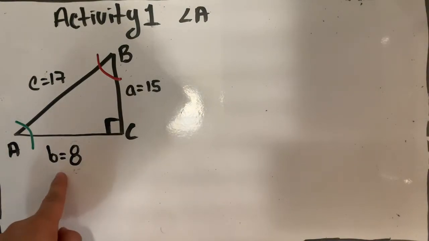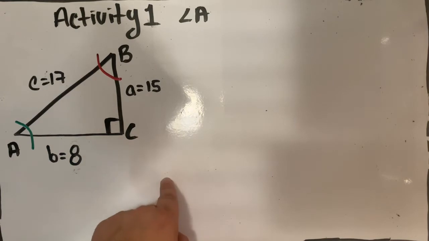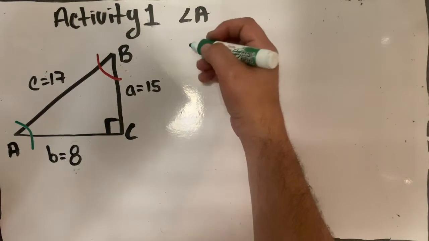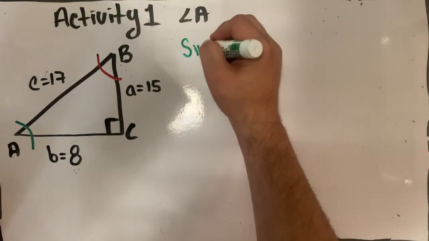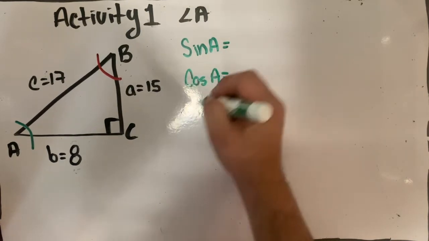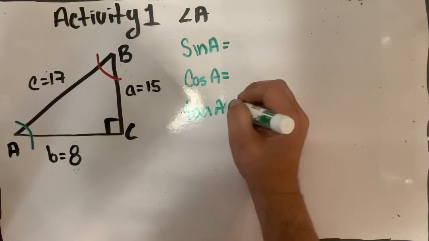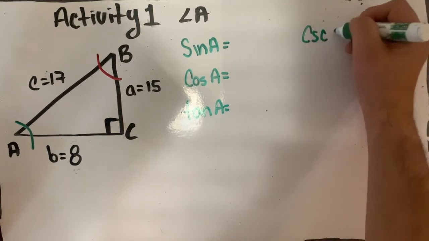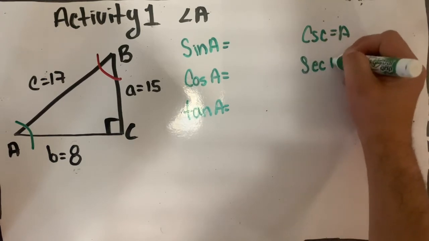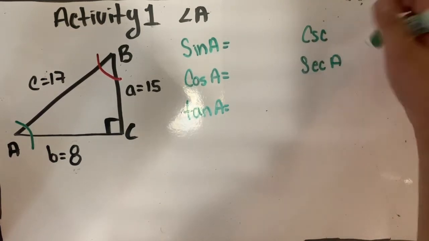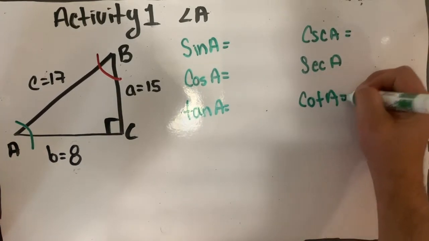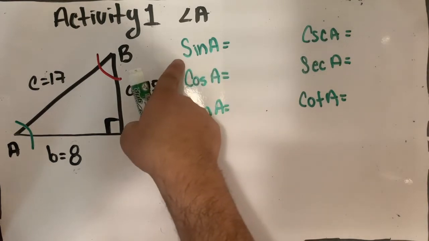So now that I know this measure, I can do the 6 different trigonometric functions for angle A, as I told you before. So I'm going to write sine of A, cosine of A, tangent of A, cosecant of A, secant of A, and cotangent of A.